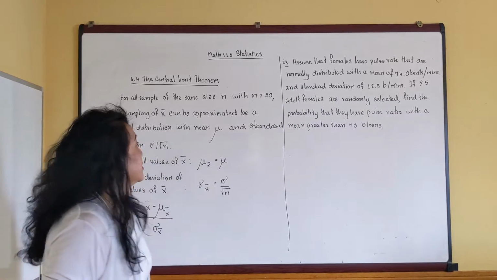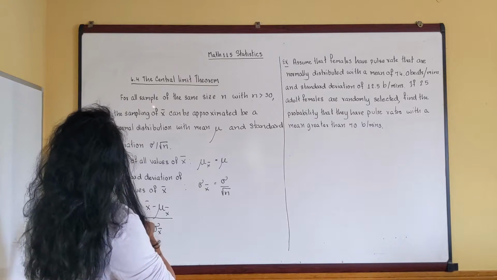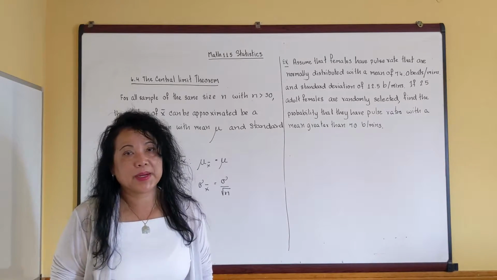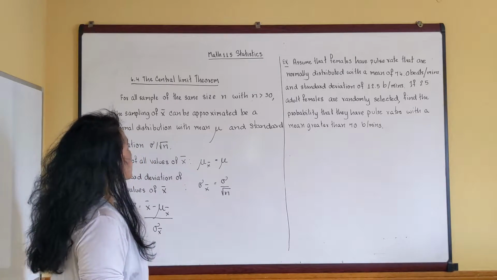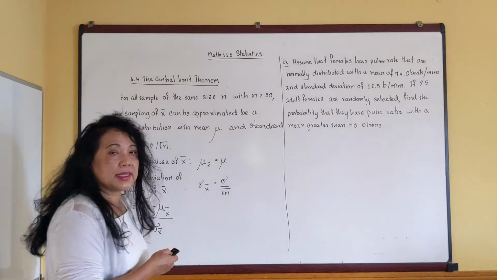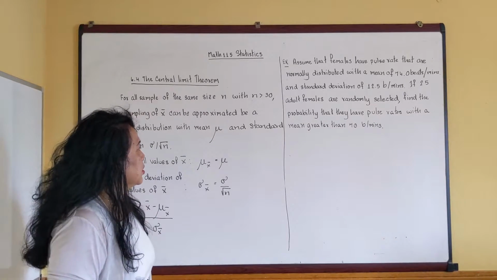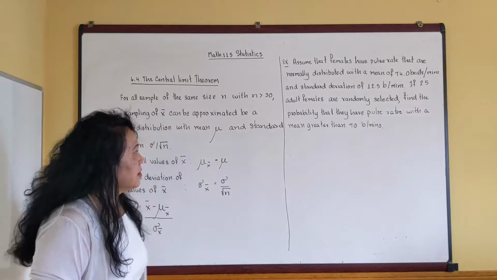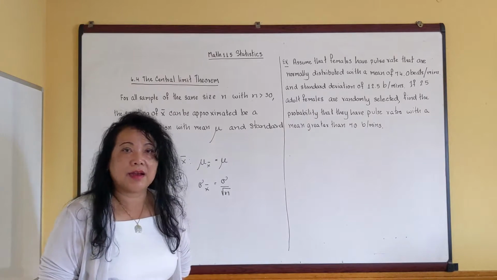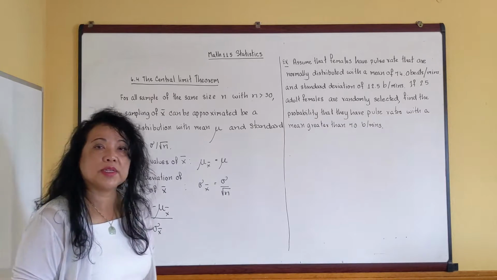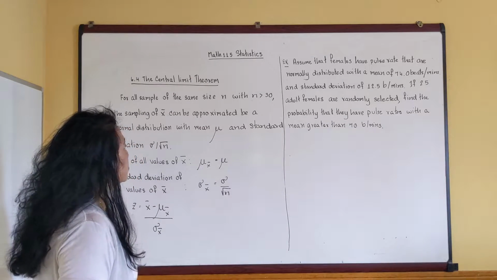Continue our 6.4, the central limit theorem. We skipped 6.3, so don't worry about it. From 6.2, we find the probability and then use table A2, which is the normal distribution. Now, if it's not a normal distribution, you cannot use table A2. So how do we fix that problem? We're going to use the central limit theorem here.